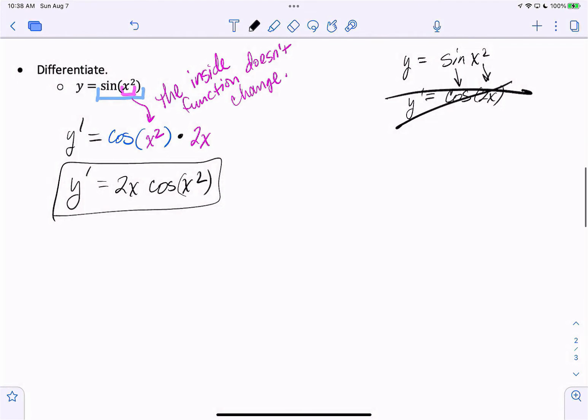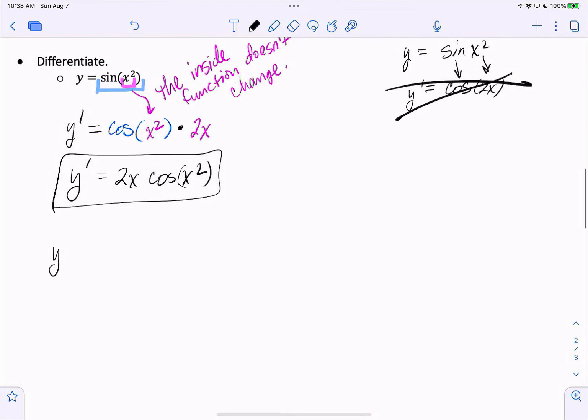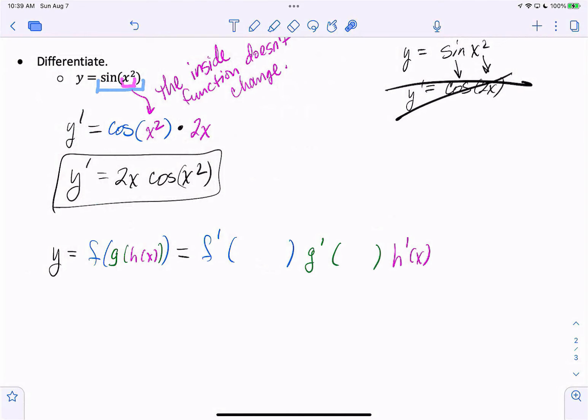Now, what if we have a function that is a composition of three functions? So like f of g of h of x. What we're going to end up with is f prime, we'll fill the inside in just a minute, times g prime, again we'll come back to that, times h prime of x. Now, what was g holding initially? H of x. So this is going to be g prime of h of x.